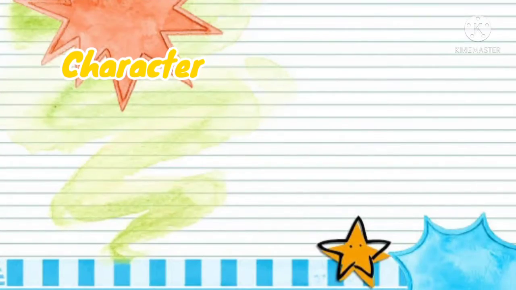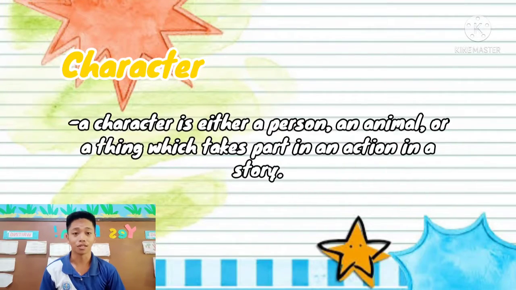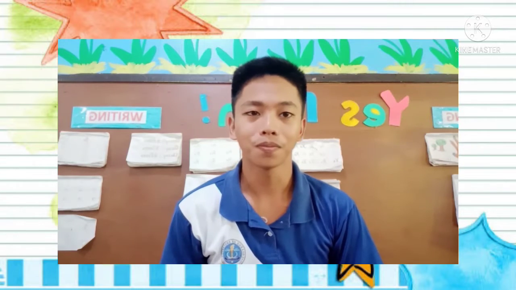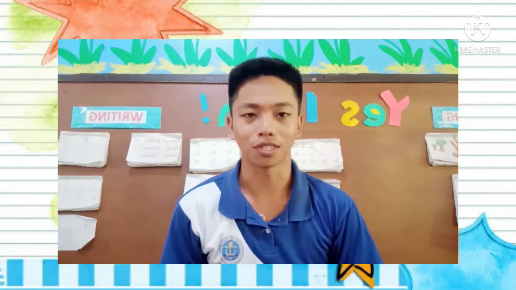Next element, character. A character is either a person, an animal, or a thing which takes part in an action in a story. Now, can you spot the characters of this story?